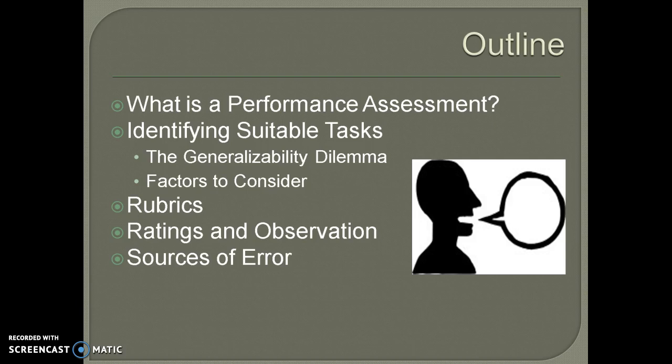So this is the outline. We'll again talk about the definition of performance assessments. We will talk about two big problems or things to consider, one of which is the generalizability dilemma. Another includes other factors to remember. We'll talk about rubrics, which are often used in scoring performance assessments. We'll discuss creating different ratings and the observation itself, and then we'll look at some sources of error that often occur in scoring performance assessments.